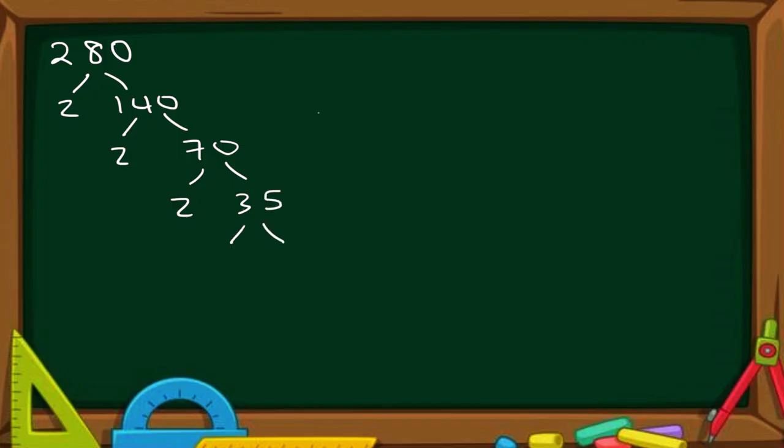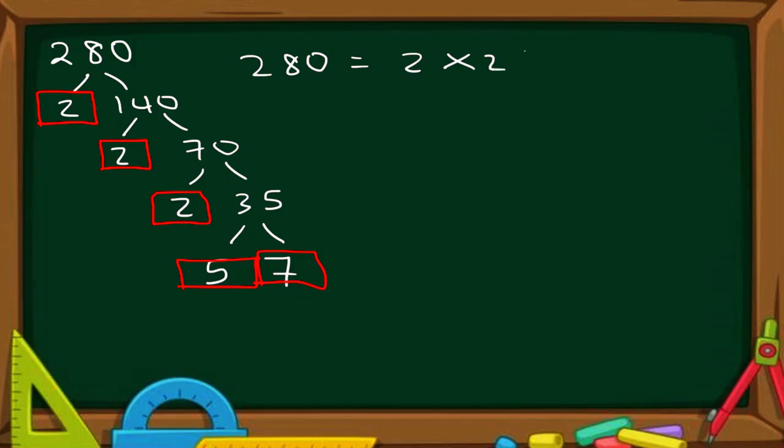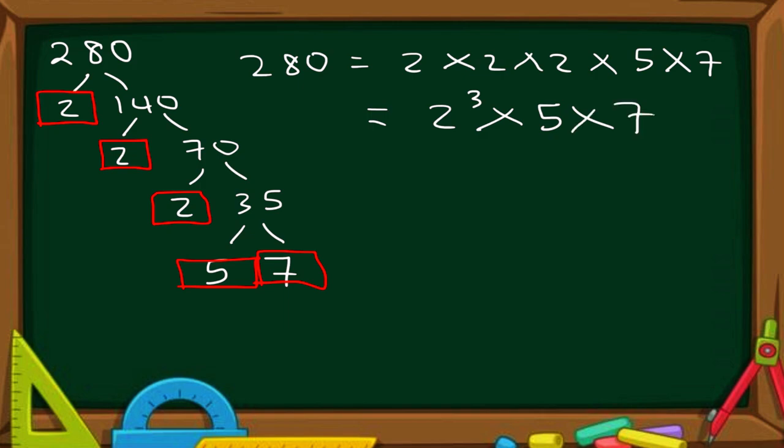35 has a 5 at the end, so it's divisible by 5. 35 divided by 5 is 7. So these are all the prime numbers that compose 280. So 280 is 2 times 2 times 2 times 5 times 7. So we can write it as 2 to the third power times 5 times 7.